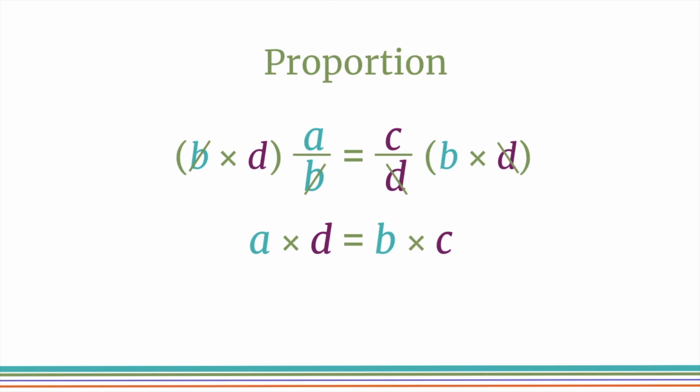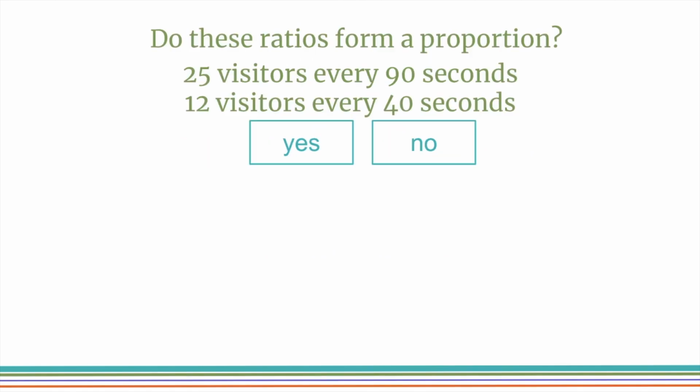Let's try this in our final example. Do these ratios form a proportion? 25 visitors every 90 seconds, 12 visitors every 40 seconds. Our proportion is 25/90 is equal to 12/40. Now we can rewrite this equation to check if it's true.